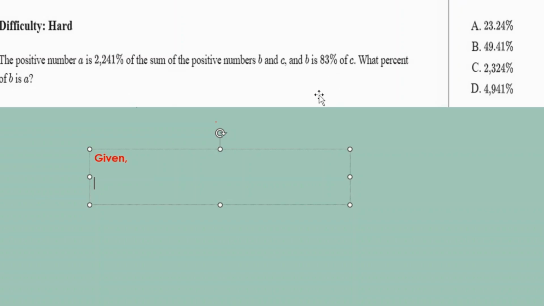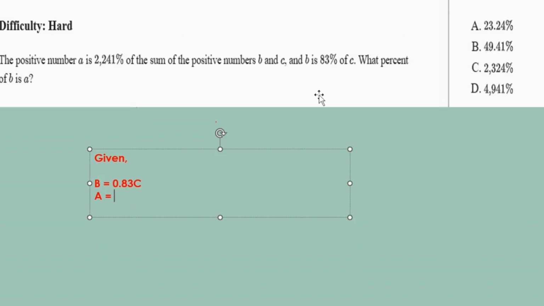B is 83% of C, which means we can write B is equal to 83%, which means 83 by 100, which is equal to 0.83, and it means B equals 0.83 C. B is 83% of C.